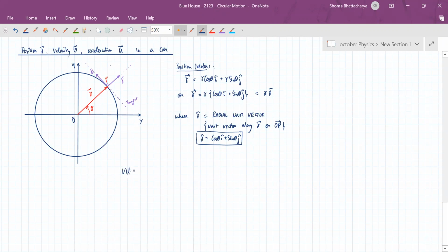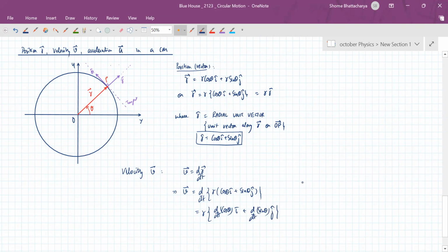So next thing, how do we show that? We show that from the definition of velocity: instantaneous velocity is the rate of change of position or displacement with respect to time. So here we express the velocity vector as the rate of change of the position vector, which we have seen as this. In this expression, r is a constant, and i cap and j cap are constants. So the differential operator applies directly on cos theta and then on sine theta.